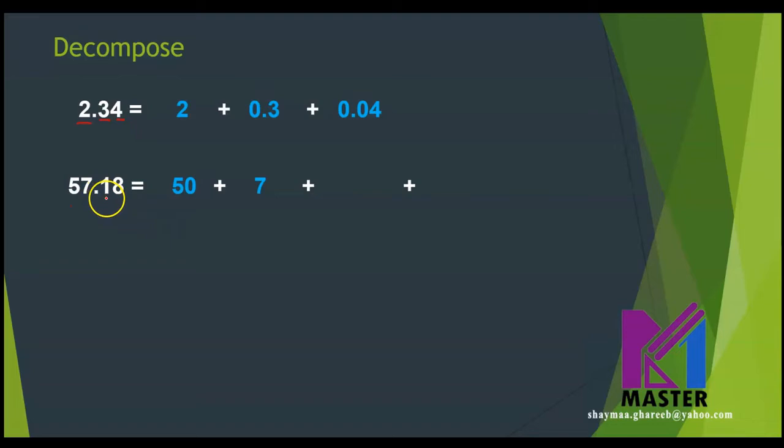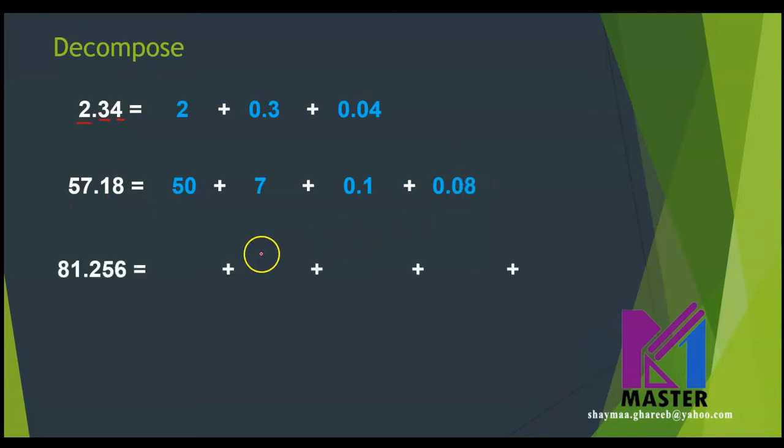Now, what about this one? It's the first decimal place, which is the tenths. So I read it 1/10, which is 0.1. What about this 8? The 8 is in the hundredths place or the second decimal place. So I read it 8 hundredths, which is how to write it as a decimal, 0.08. It is in the hundredths place, as you can see, the second decimal place.